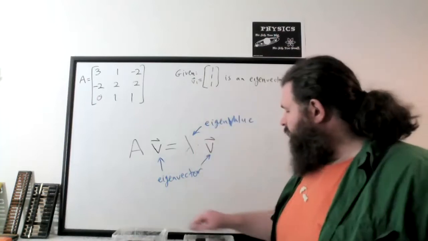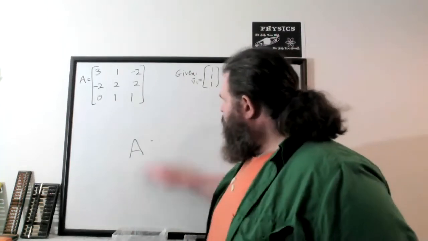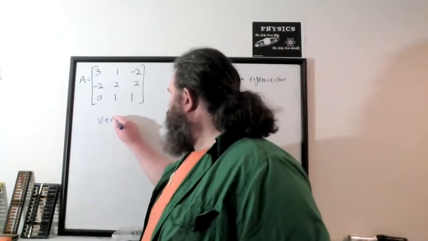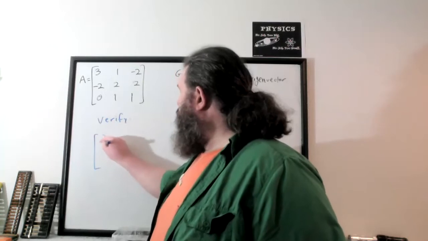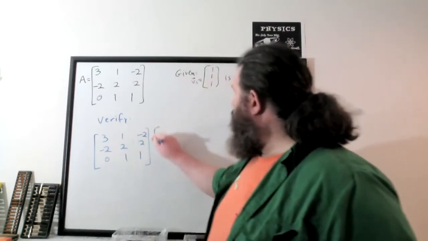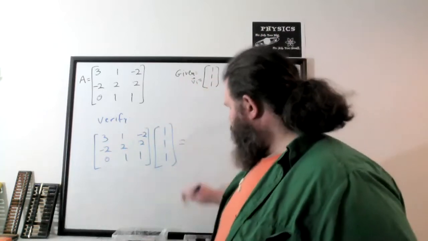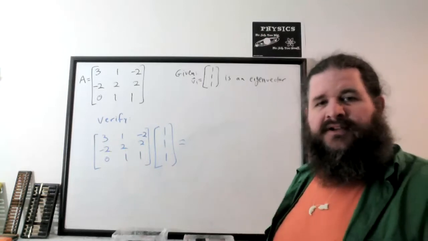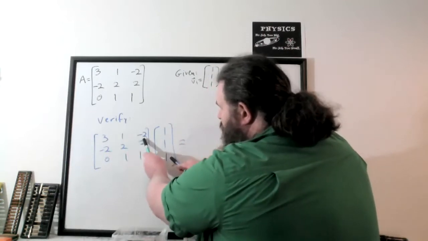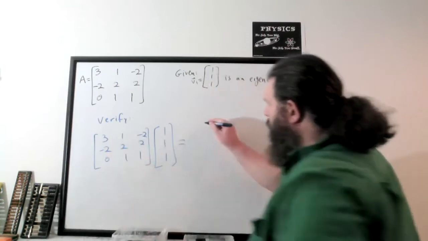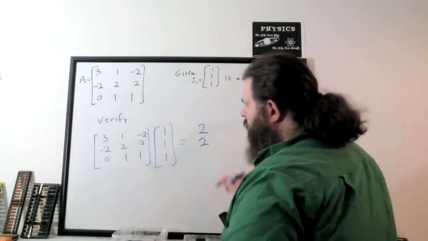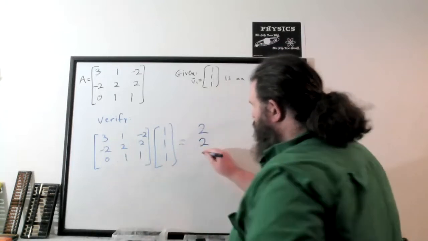So let's try this out. Let's try multiplying those together. If we just multiply matrix A times that vector, we can use our conventional matrix multiplication algorithm, combining rows and columns. So 3 times 1 plus 1 times 1 plus negative 2 times 1, that's just 3 plus 1 minus 2, which is 2. Then negative 2 plus 2 plus 2 is also 2. And 0 plus 1 plus 1 is 2.